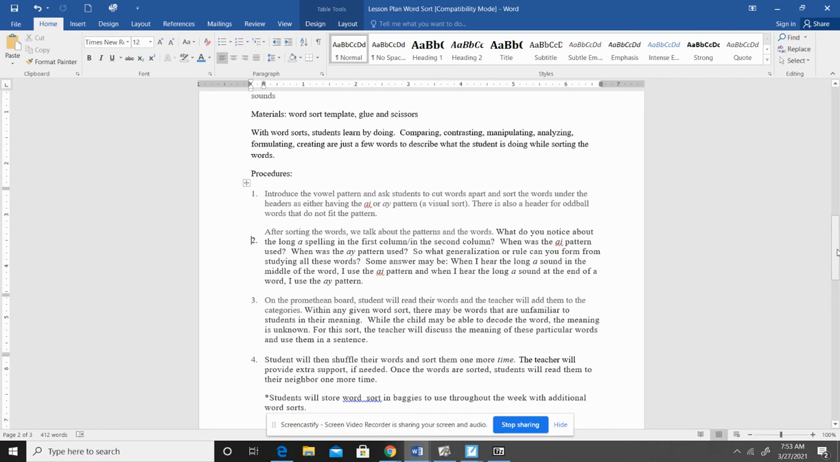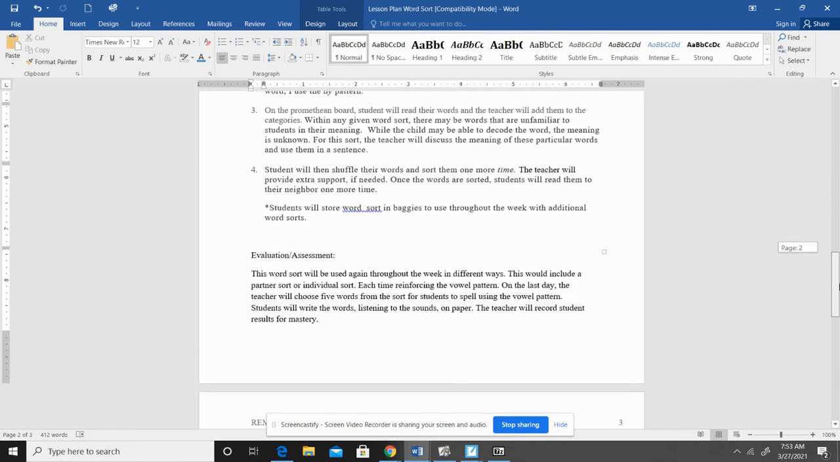At that point, when we're all finished with that, kids will shuffle their word sort one more time and re-sort them. After they're done sorting them and reading their words on their own, they will turn to a partner and read them to each other. They will then put their word sort in a baggie, and they keep this in their toolkit for later word sorts that we do throughout the week. We work with these at least two or three more times before I'll assess them.